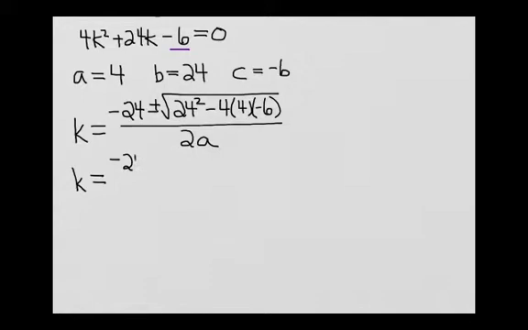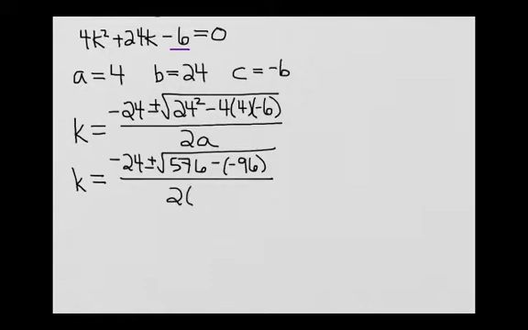So we have negative 24 plus or minus the square root. If I square 24, I get 576, and I just did that using my calculator. And then I'm going to subtract 4 times 4 times negative 6. So I'm going to subtract negative 96, and that's all going to be divided by 2 times, I just now realized that in that previous expression I didn't substitute a value for a in the denominator, so I'll do that this time. So we get 2 times 4.